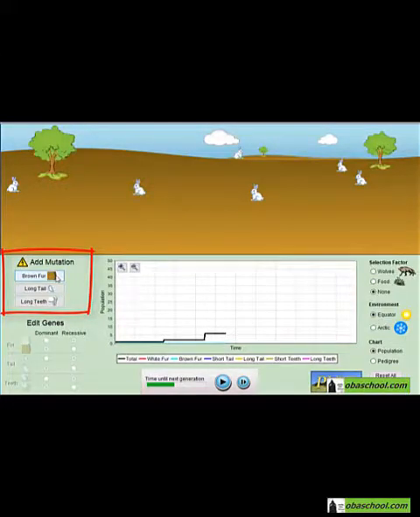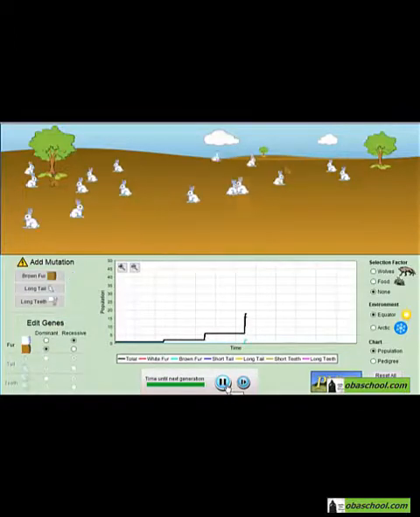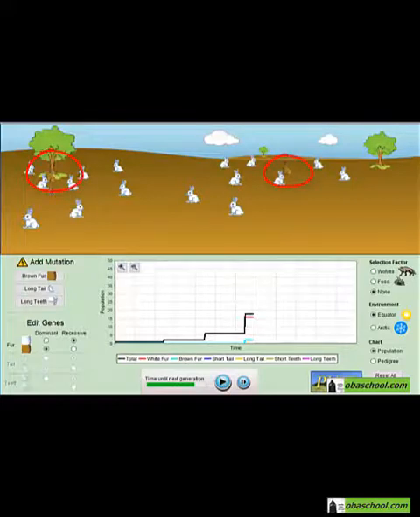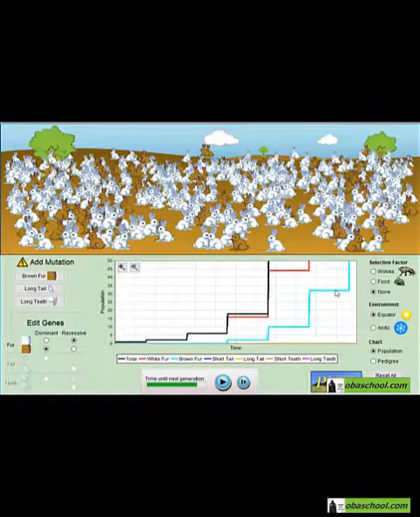I will add a mutation. The mutation I selected is going to give the rabbits brown fur. We see that we have two rabbits with brown fur in the third generation. These rabbits carry the mutation in their DNA. I will allow more reproduction to happen.